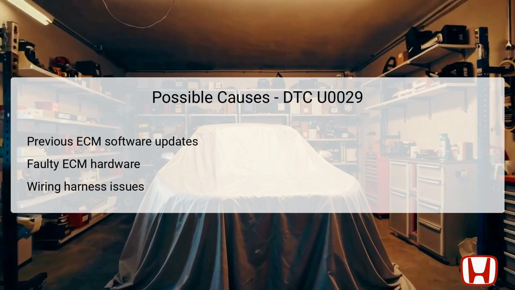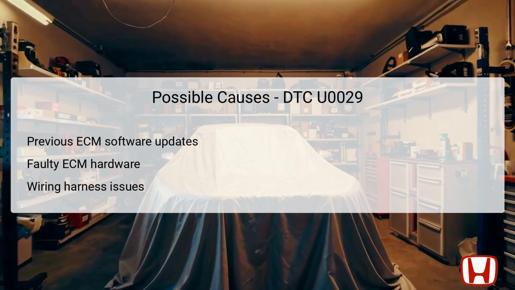Several potential causes may lead to DTC U0029 being triggered in your Honda Civic. Firstly, previous ECM software updates could be a source of instability. If the software isn't up to date, it may fail to communicate properly, resulting in communication errors. Secondly, a faulty ECM hardware component might be malfunctioning. This hardware failure can prevent data transmission over the FCAN, necessitating possible replacement.